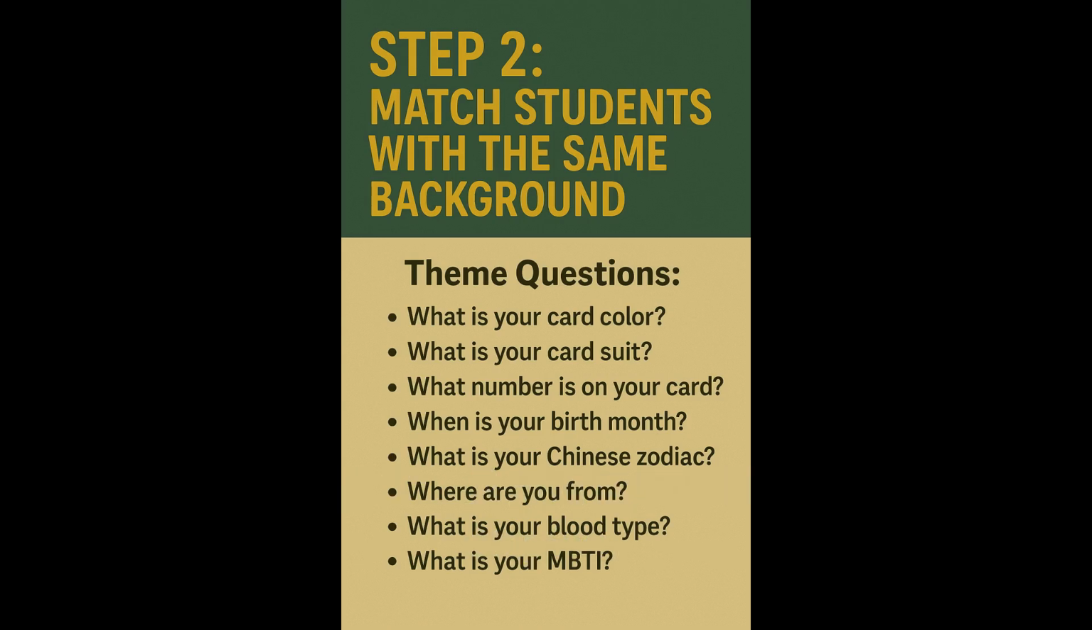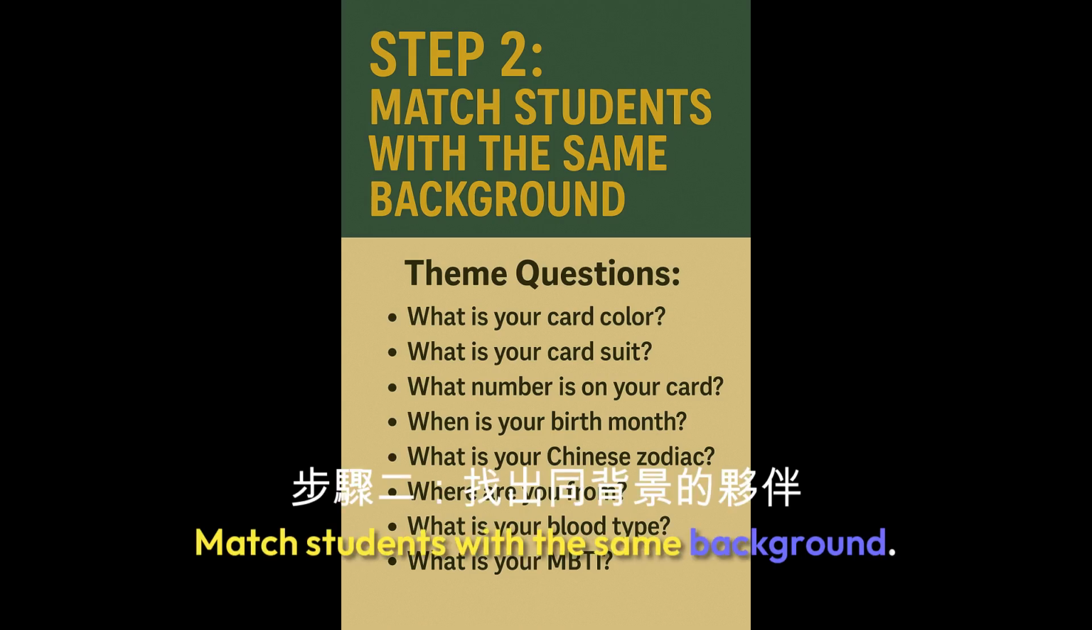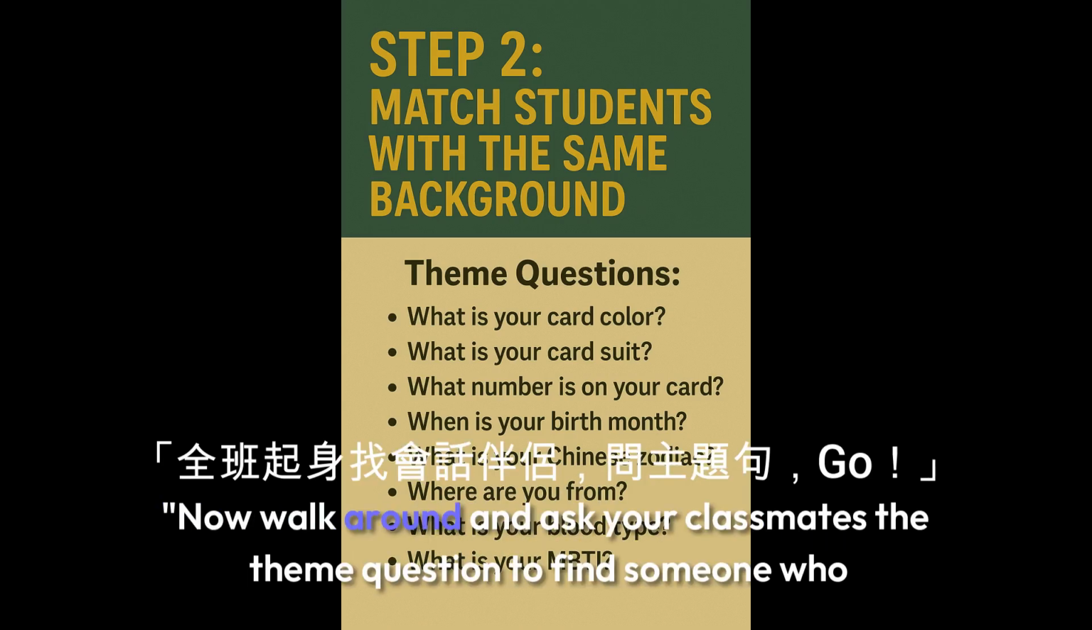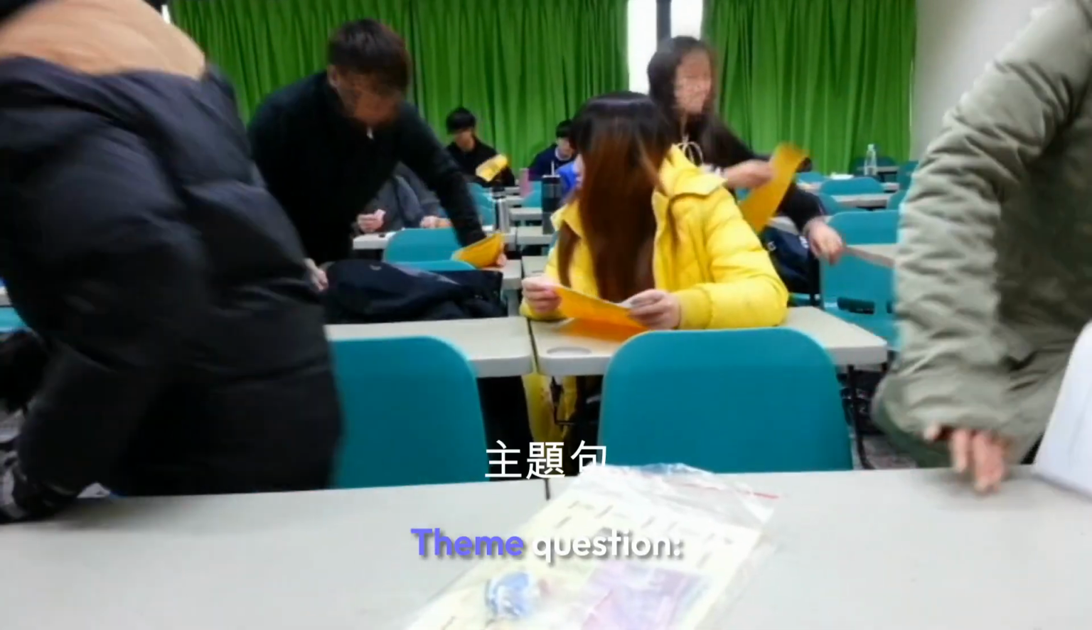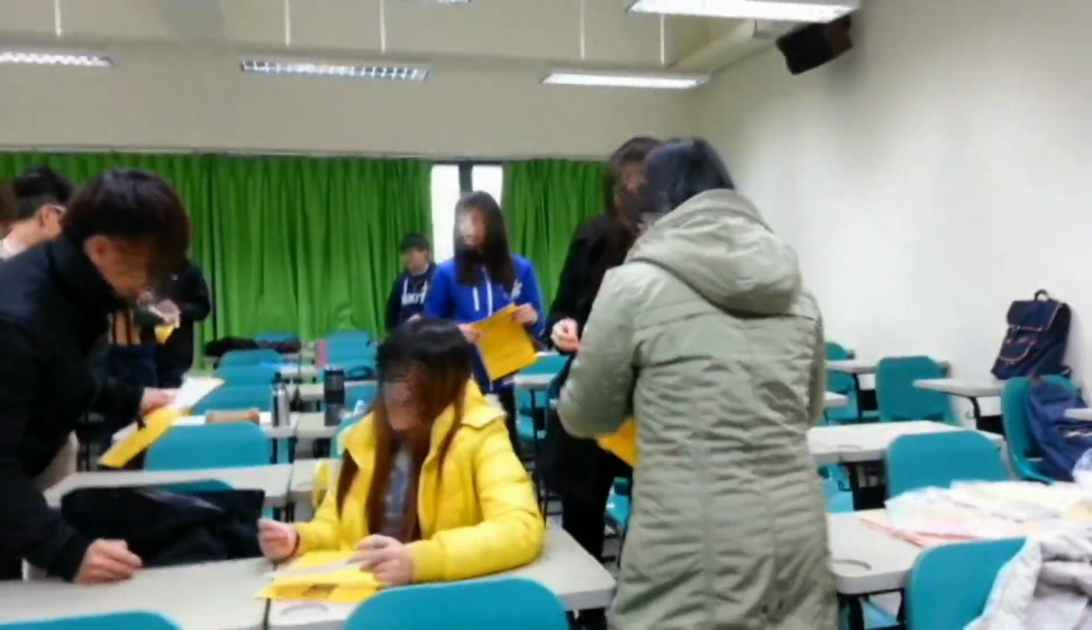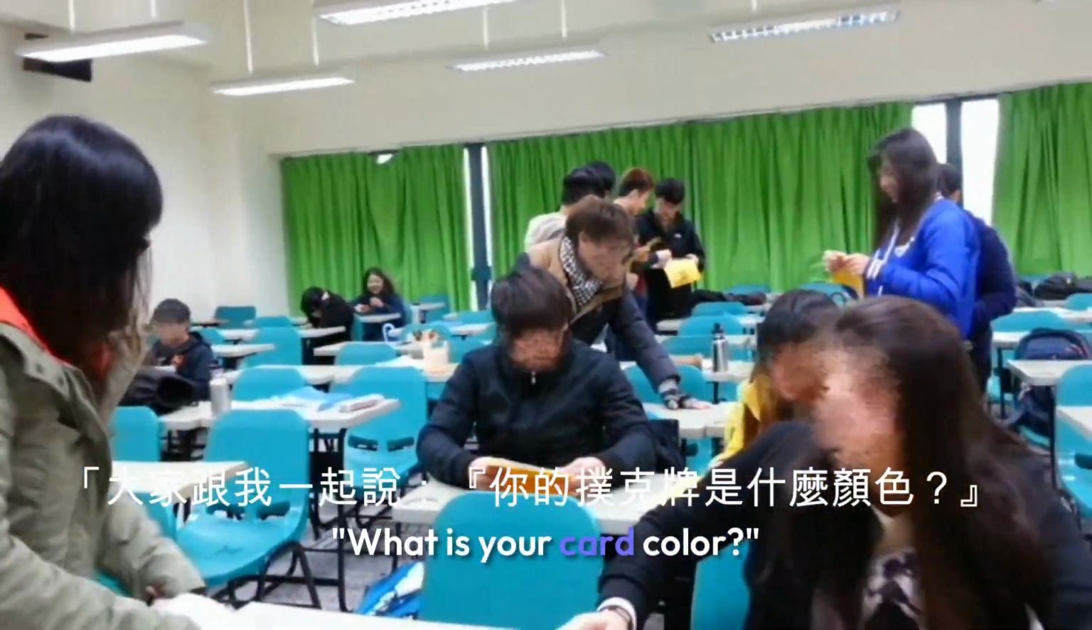Step 2. Match students with the same background. Now walk around and ask your classmates the theme question to find someone who matches you. Example. Theme, what is your card color? Everyone repeats. What is your card color?